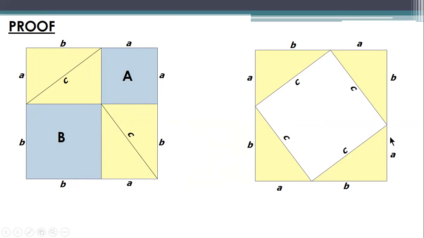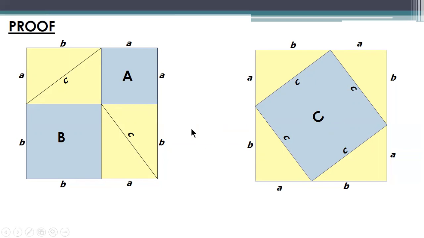Now, this one is a square. Since this is a right triangle, suppose this angle is 50, then the other is 40, because the two acute angles add up to 90. So 50 and 40 make 90. So it is a square. Let's denote it as square C.